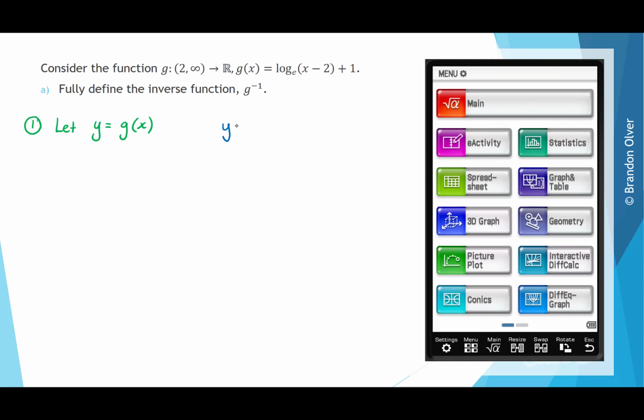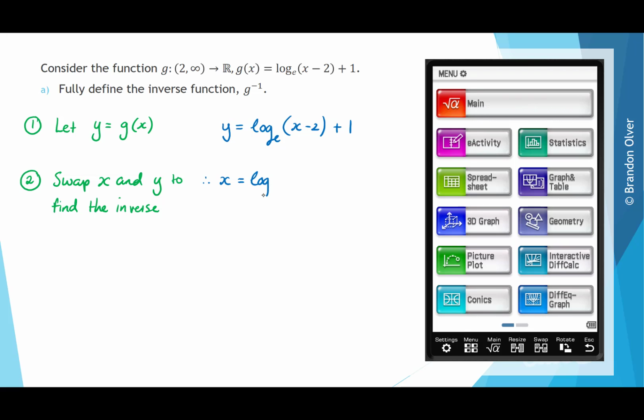Therefore, we can write this as y equals log e of x minus 2 plus 1. Next, we're going to swap x and y to find the inverse. Therefore, we will have x is equal to log e of y minus 2 plus 1. The third step is to solve for y. To do that, we're going to start by subtracting 1 from both sides of the equation. Therefore, x minus 1 is equal to log e of y minus 2.